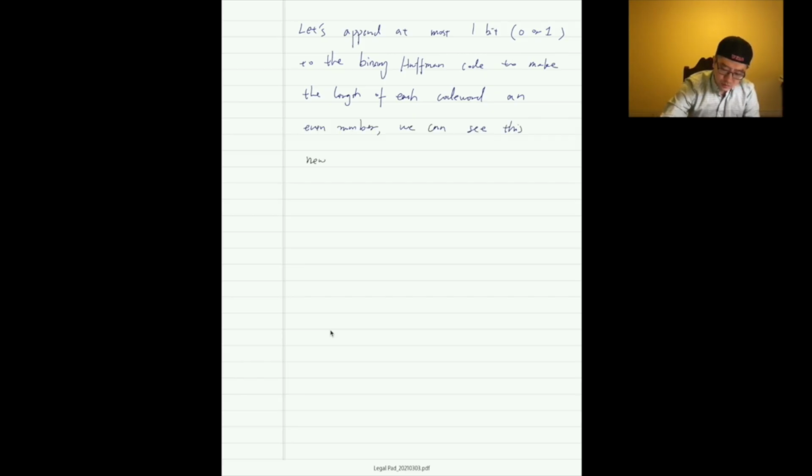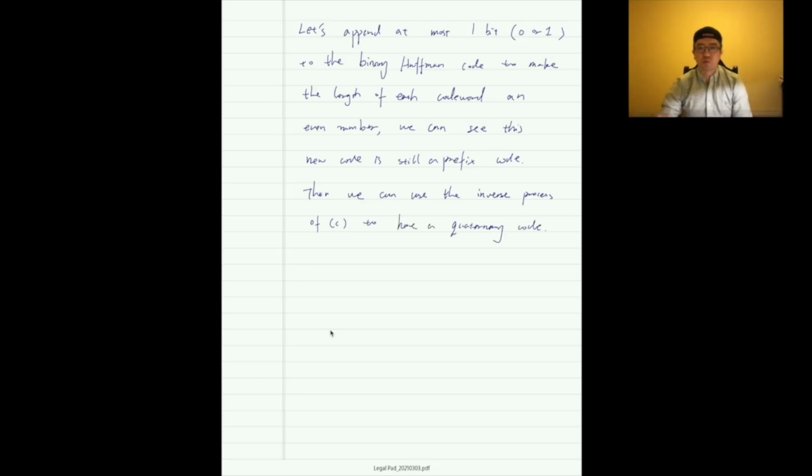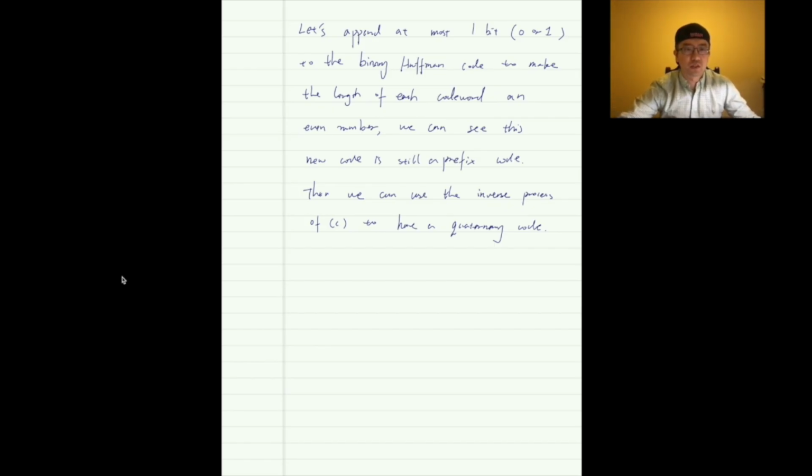And then we can see this new code is still a prefix code, right? Okay, and then we can use the inverse process of C to have a quaternary code as we just described in the example, right? Okay, great. Next, let's take a look at the next question.